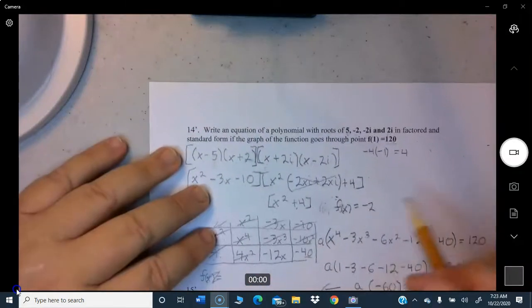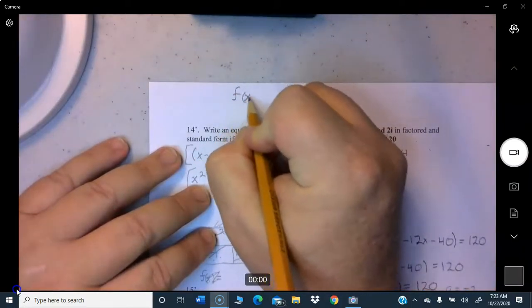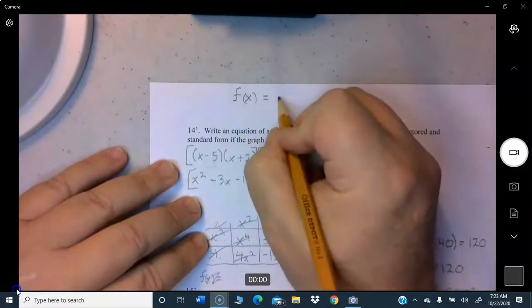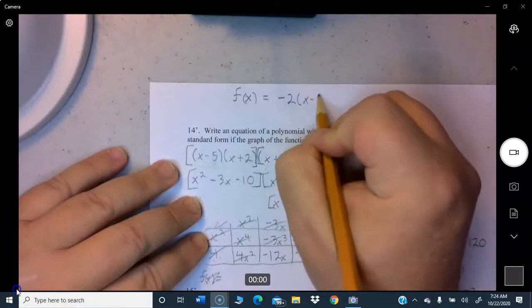So I'm going to actually go up to the top. I'm going to change it again. I'm going to write it in both ways. I'm just changing location. I'm going to have all of this with the a on the front. That's -2 times x minus 5.